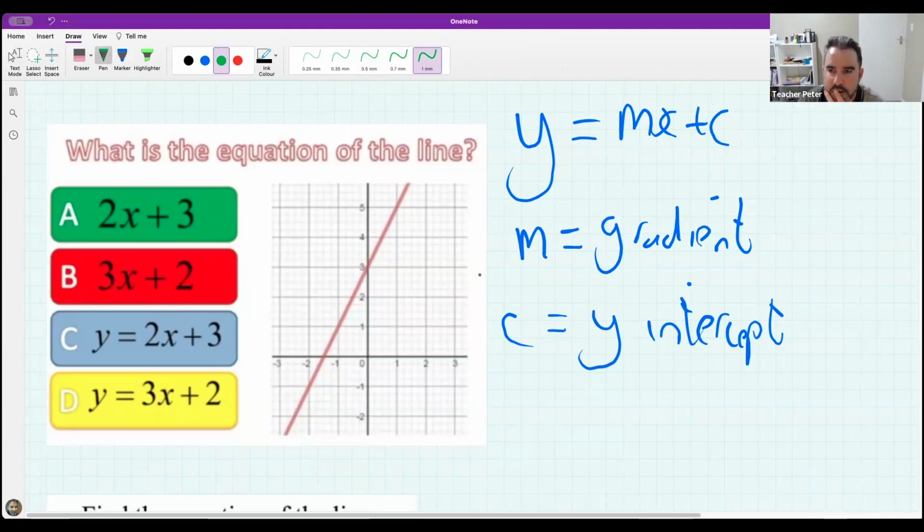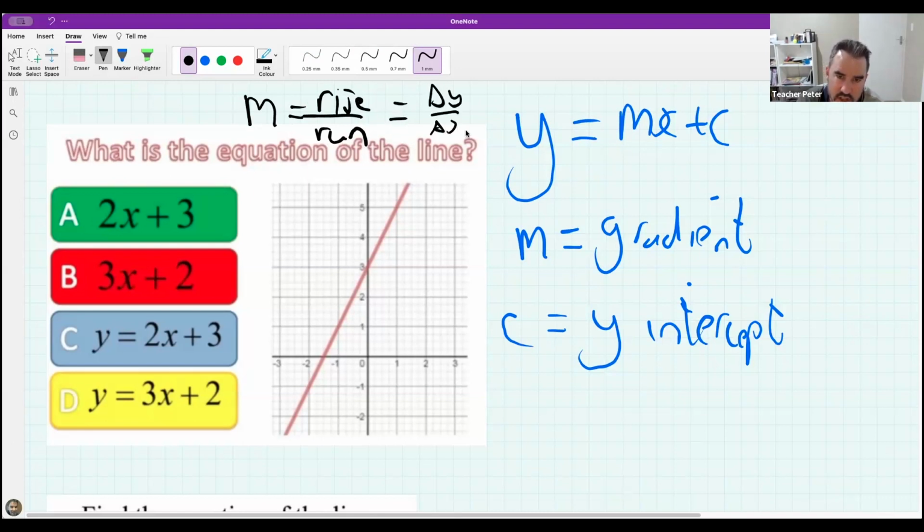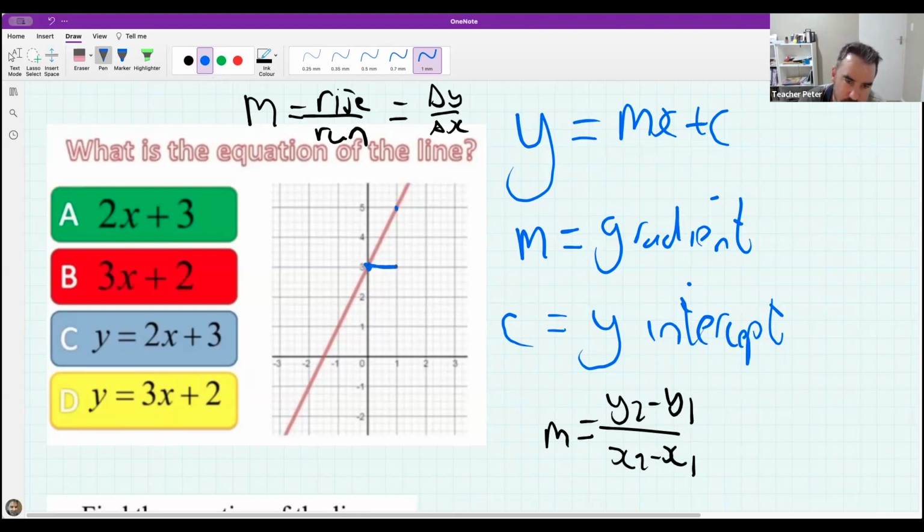Okay. So if I look at this, the y-intercept is 3, but now I don't know what the gradient is. Now, for the gradient, there are a couple of different formulas. We can say rise over run. We can say change in y over change in x. We could also use this formula. But sometimes it's just easier to count blocks. So let's go between this point and this point.